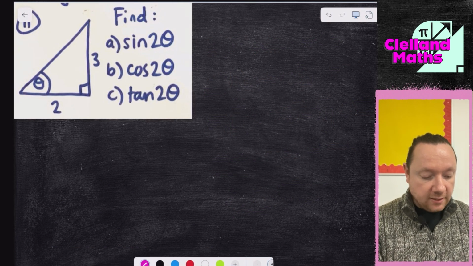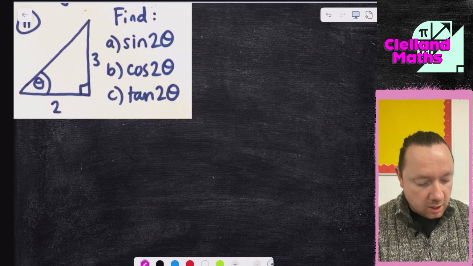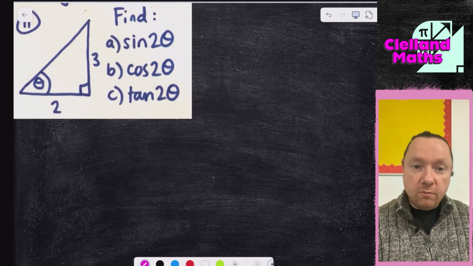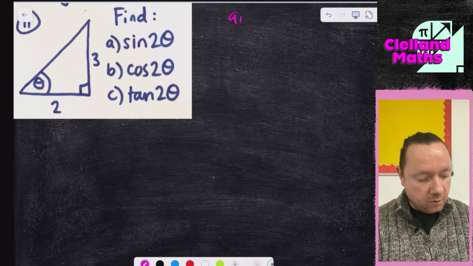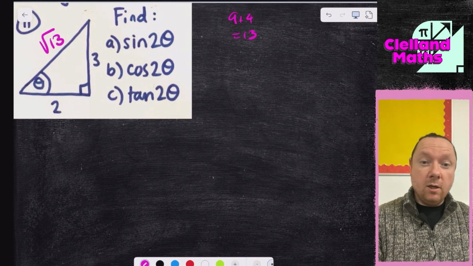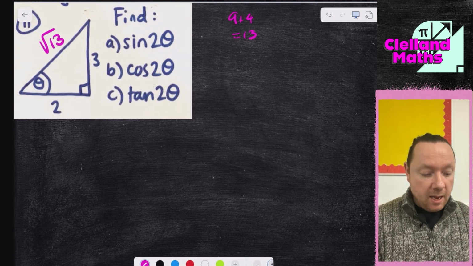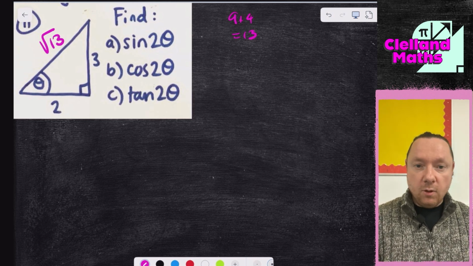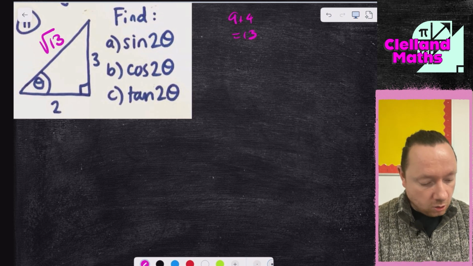SQA Higher Maths 2025, last minute, paper 1, question 11. We've got a triangle with defined sine 2 theta, cos 2 theta, tan 2 theta. I might as well just work out all my sides on my triangle first. So using Pythagoras, 2 2s is 4 and 3 3s is 9. 9 plus 4 is 13, so the hypotenuse is root 13. Before I do any of it, I might as well work out the sine, tan and cos of each of them in case I need them. I'll probably not need the tan one, so let's just do the sine and the cos.